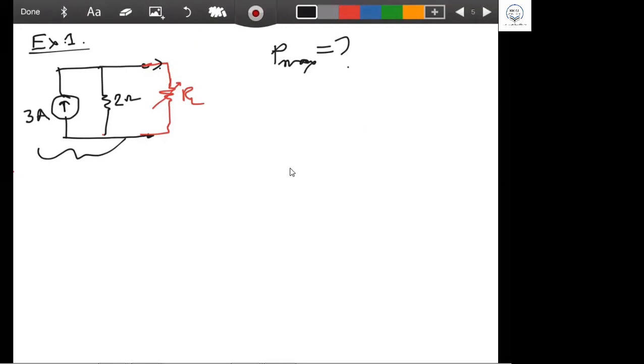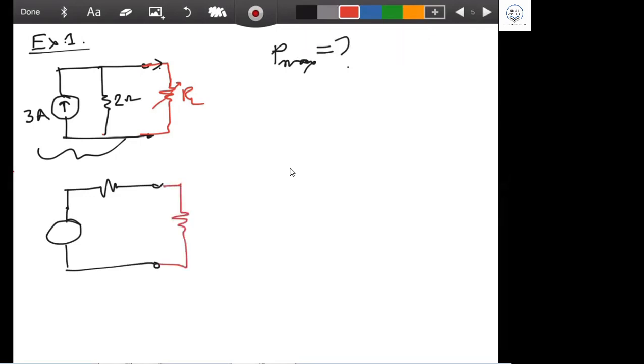Okay, how to do? What will you do first? Anybody can tell me what is the first step? Source transformation. Good, source transformation. If you go for source transformation, you get the answer. If you do the source transformation, what is coming then? This is current source to voltage source. What will be the voltage source value and resistance value? Can you tell me what is the voltage source value? Vs will be what? 6 volt. Yeah, excellent, 6 volt. And this one will be? 2 ohm. 2 ohm.